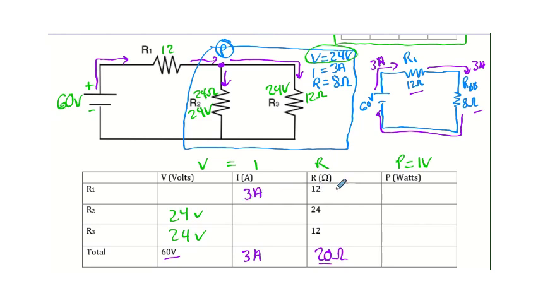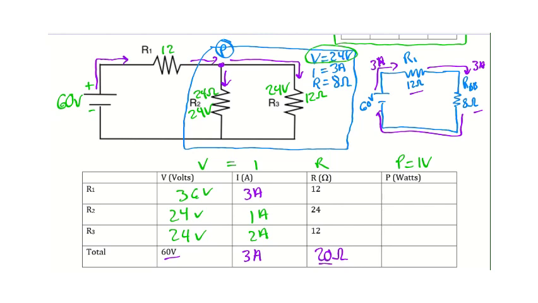I have 3 amps times 12 ohms for a total of 36 volts in resistor 1. In resistor 2, I have 24 volts and 24 ohms, which divides to give me 1 ampere. In R3, I have 24 volts divided by the 12 ohms to give me 2 amperes. Now you'll notice that unlike in the series circuit or the parallel circuit, it won't add up nicely anymore. But it still does make sense, and let's talk about why.